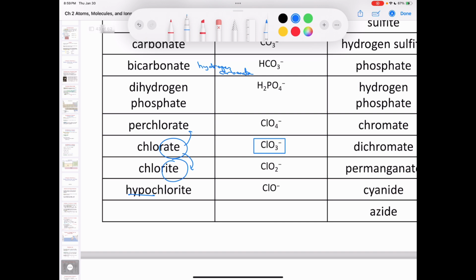And this same thing would apply to something like bromine. If we had BrO3 -1, that would be bromate. If we had BrO4 -1, that would be perbromate. If we had BrO2 minus, that would be bromite. And if we had BrO minus, that would be hypobromite.